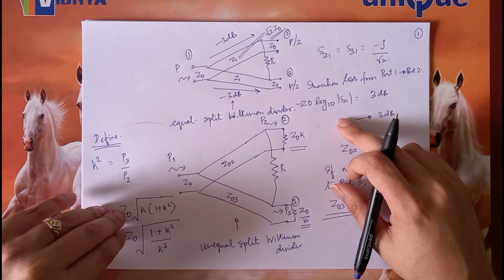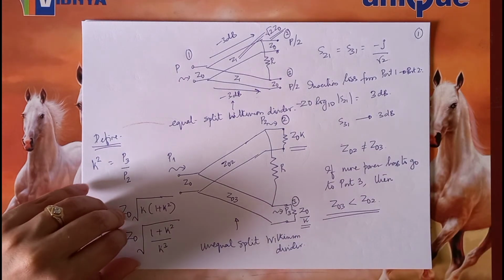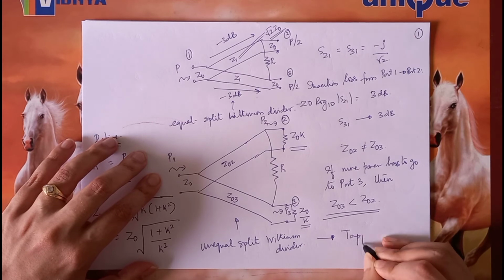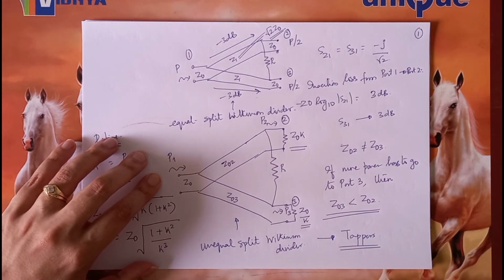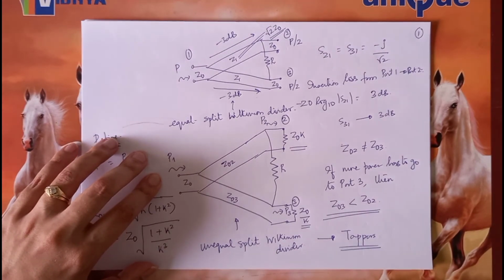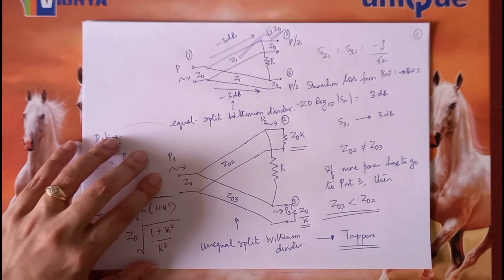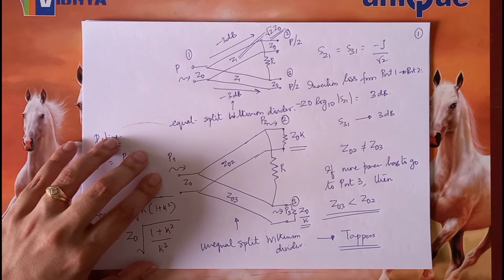So unequal split power dividers are also called tapers.